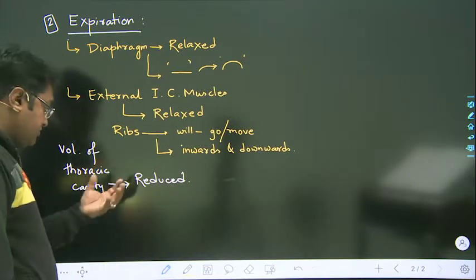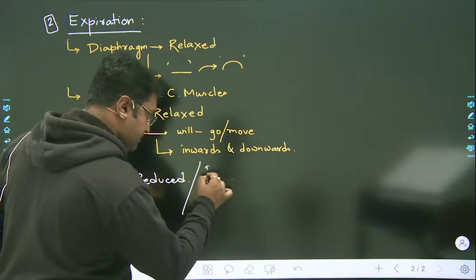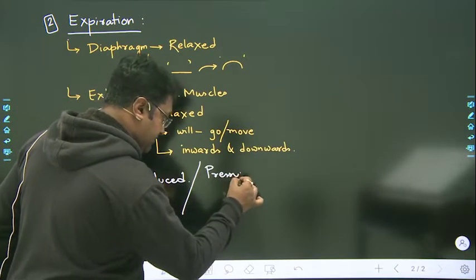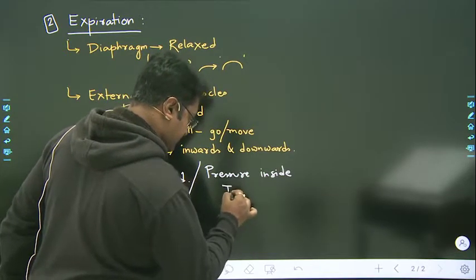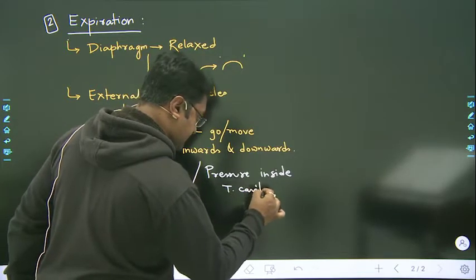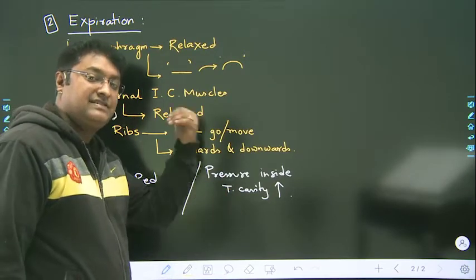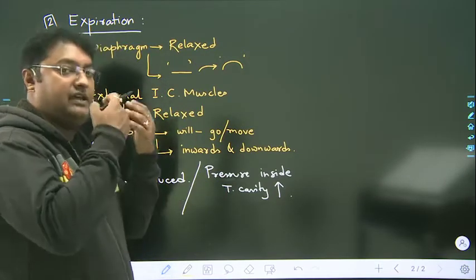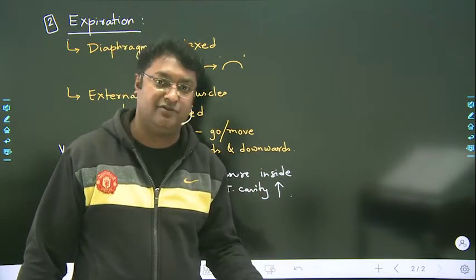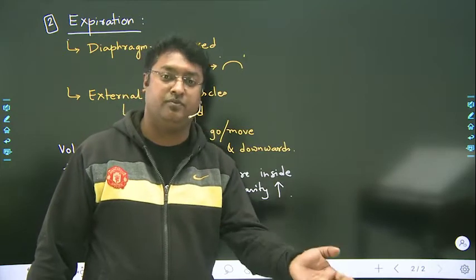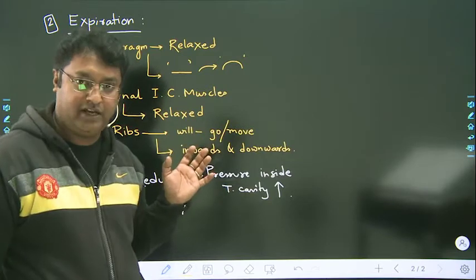Clear? So due to the reduction of the volume, pressure inside the thoracic cavity will increase, we can say. And due to the high pressure region inside the lungs, now the air will be moving out through the nasal chamber and outside into the atmosphere, which will be a region of low pressure. Clear? So now the movement of air will be moving outside.